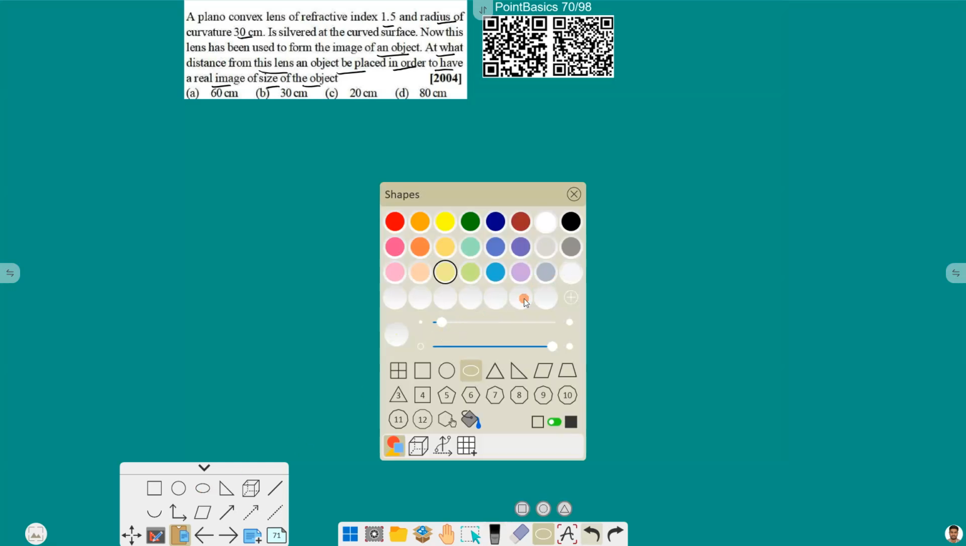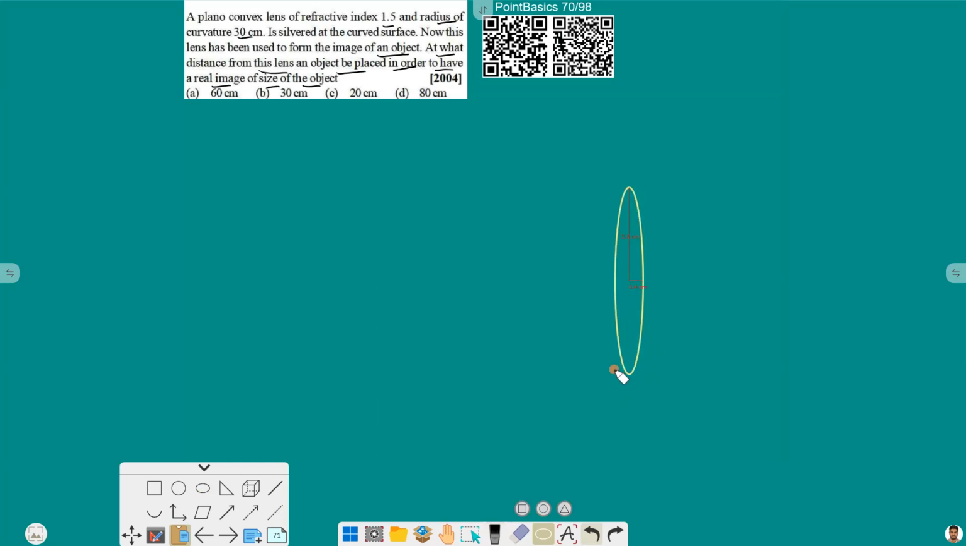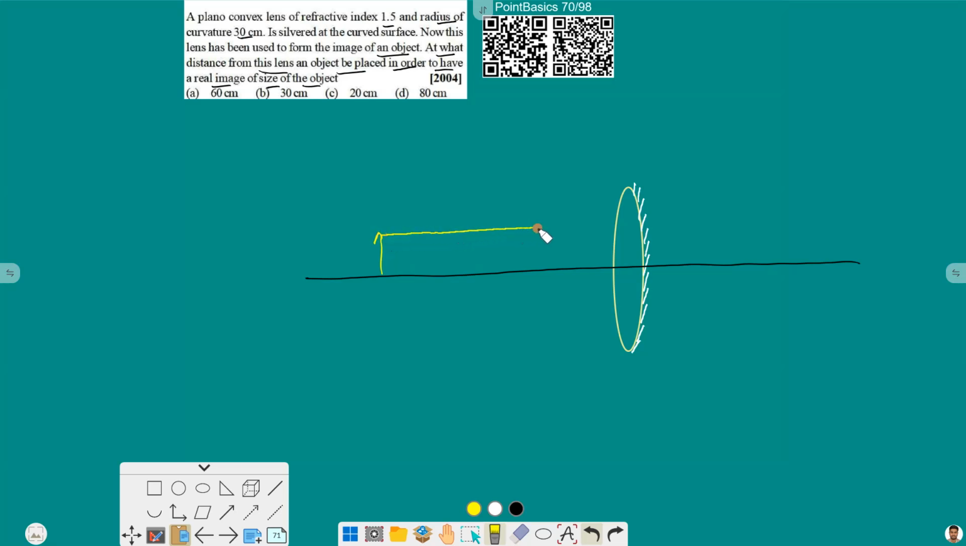Suppose this is our lens, and what we have done is silver one of its surfaces. So suppose this surface is silvered. How will light behave now? Suppose this is the principal axis, and there is some source of light. Light from the source will go like this. Now it will bend, then it will get reflected from the mirror, then it will get refracted again, and it will now form some image.